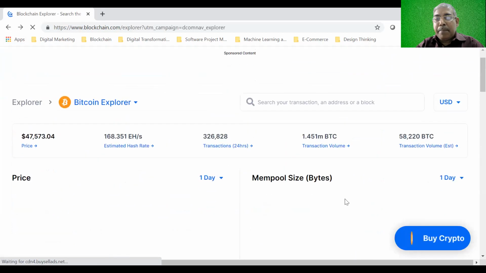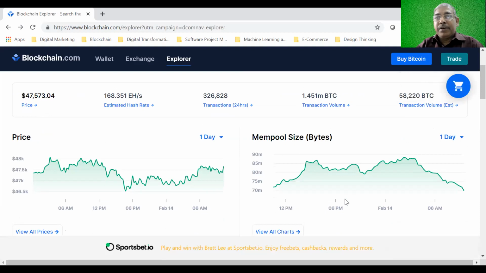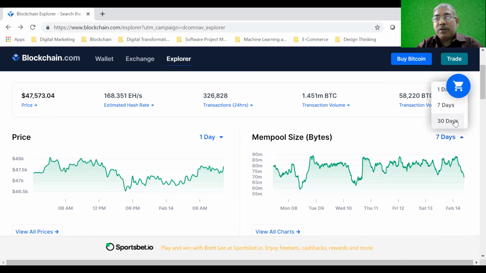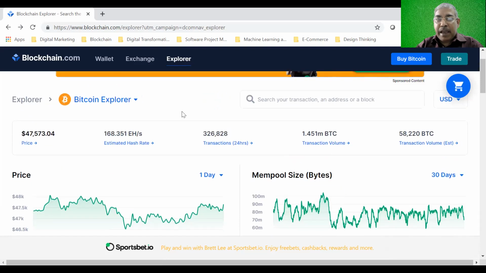There's something called mempool, again a term that we'll understand as we go along in the course. And this tells you the mempool size, how the mempool size is varying over the day and over the last 7 days and over the last 30 days. So this gives you an idea about how the transactions of Bitcoin are happening over a period of time.